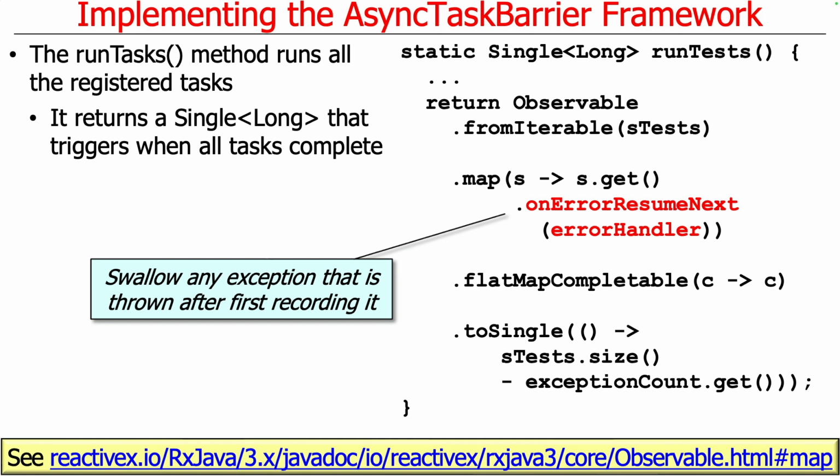Exception count is essentially an atomic integer, or atomic long. I guess it's atomic long. And it'll decrement that count by 1. So that's what will happen if something goes wrong. If nothing goes wrong, if there's no exception, onErrorResumeNext will not be called.